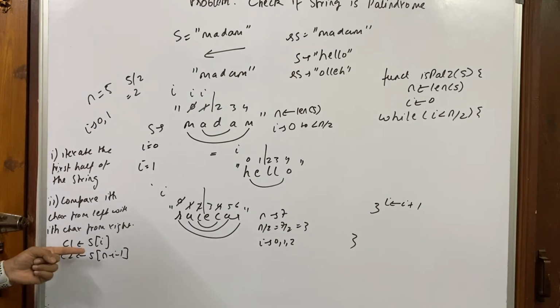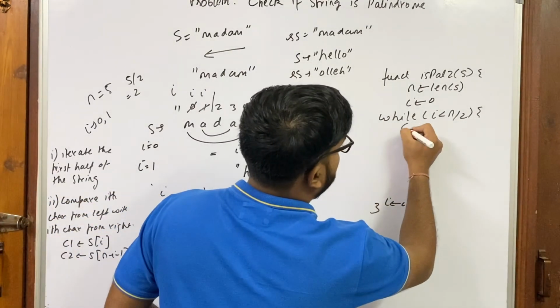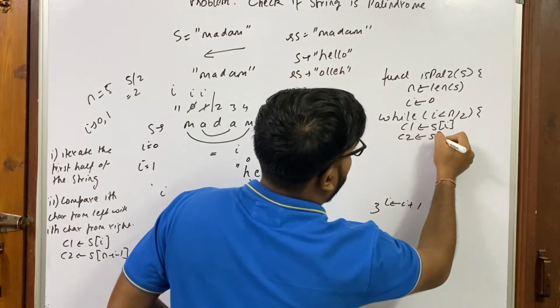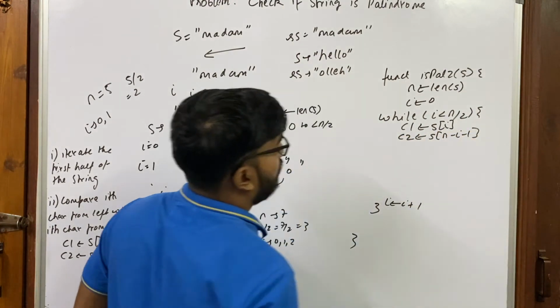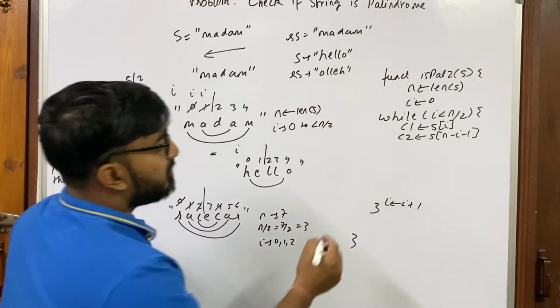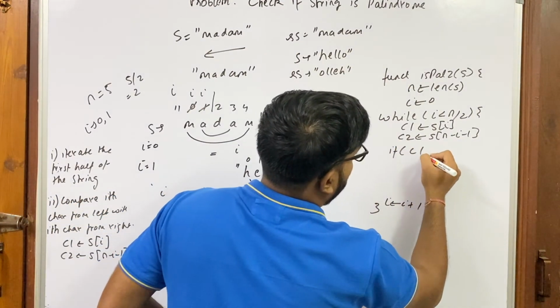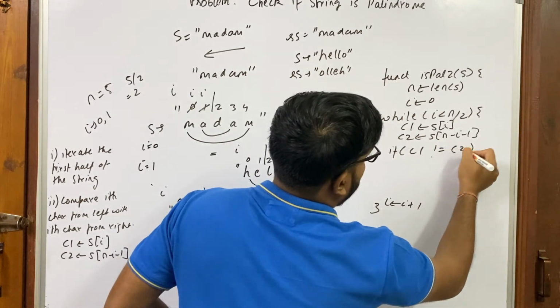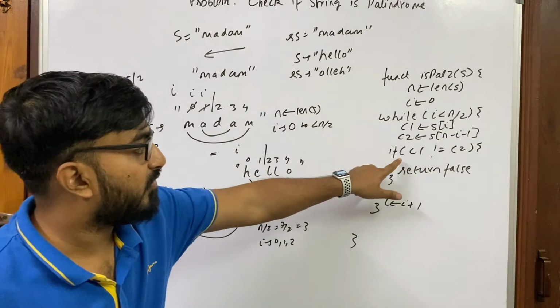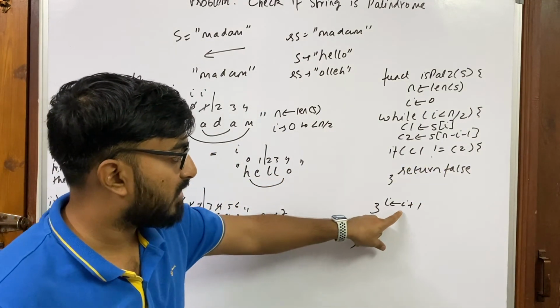You find C1, which is ith character from left. You say C1 is s of I. You say C2 is s of n minus I minus 1. Okay, ith character from left, ith character from right. If they are not equal, you return false. If C1 not equal to C2, you return false. If this condition is false, if C1 and C2 are equal, you move on to the next value of I.